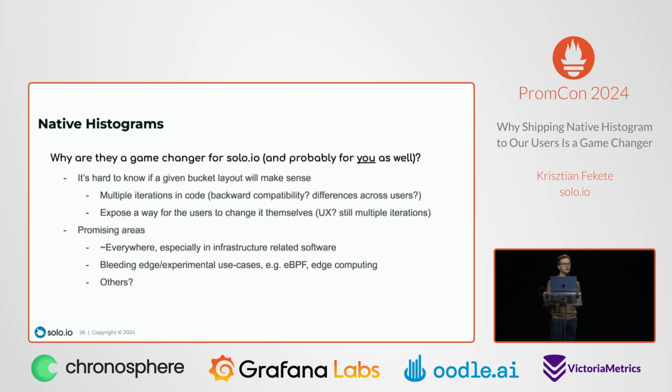Especially in infrastructure-related software, it's hard to know how certain latencies will look like, depending on lots of factors. And there are also interesting use cases, bleeding edge and experimental use cases, such as edge computing or eBPF. We also have an open source project. It's called Bumblebee. Not sure if someone has maybe already used it. You should look it up.